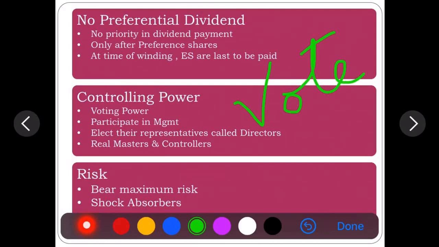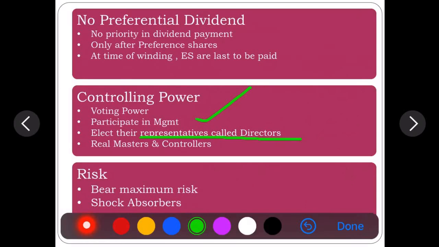जिसके पास वोटिंग पावर है, उसके पास कंट्रोलिंग पावर है. Equity shareholders have the power to vote. With this power, they can attend all the meetings and they can participate in the management. The most important is that they can elect their representatives who are called directors.